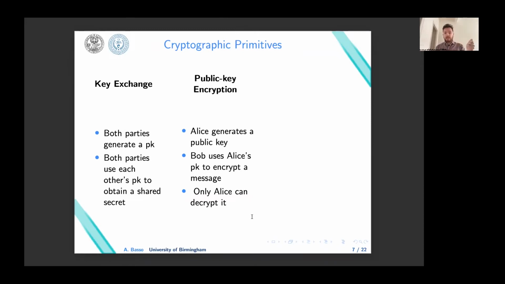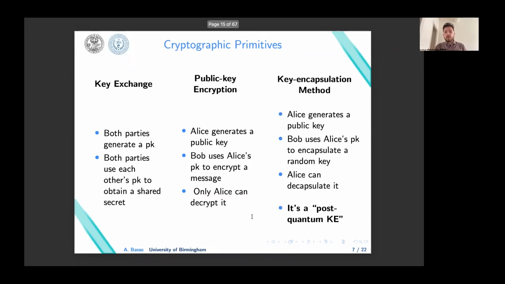We have Alice that generates a public key and Bob that uses this public key to encrypt a message such that only Alice can decrypt it. And we also have a key encapsulation method, or KEM, which is similar to public key encryption. But again, there is a slight difference. Alice generates a public key. And now Bob does not encrypt its message directly, but encapsulates a random value, a random key. And then Alice decapsulates it, decrypts it. And then this is a shared secret.